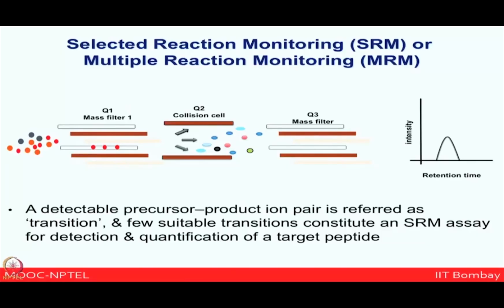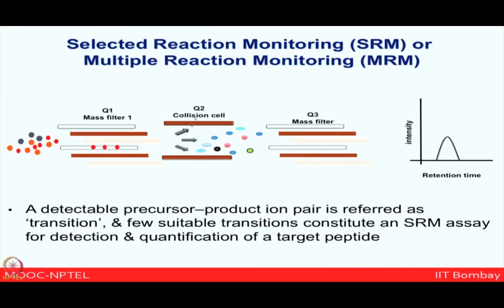In these assays, you will see triple quadrupole mass specs being used. For example, Q1 is a mass filter, where you select a given peptide. You have already identified the peptide sequences of interest from the discovery workflow. Now you want to validate a specific peptide, so you select those specific peptides, shown here in different colors of red, blue and black.